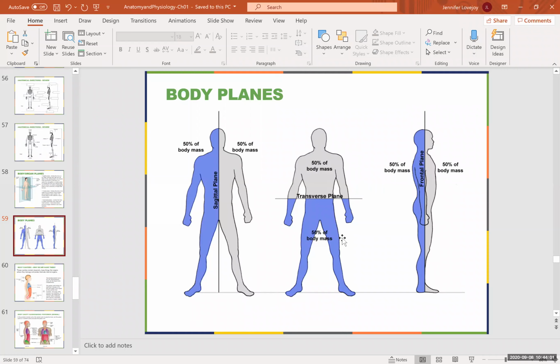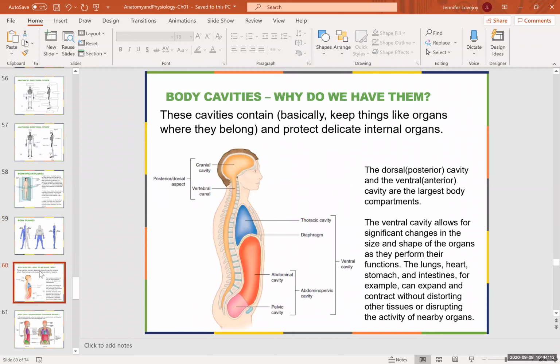Okay, so body planes, that's one way we can section up the body. Another way we can talk about sections of the body is in body cavities. You don't have this exact image. Yours is coming up in a couple slides. This one was just nice because it gave us a chance to introduce it.